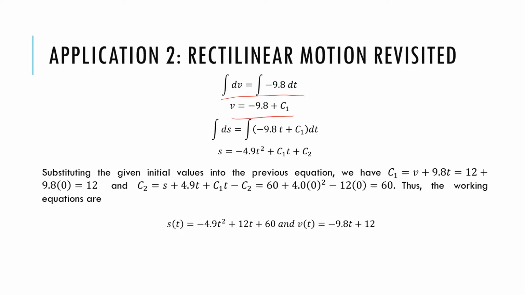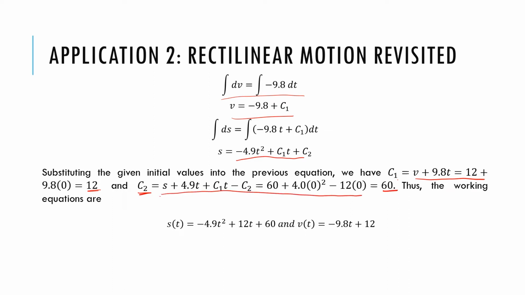Then, pag sa ds naman, parang kanina din, multiply both sides by dt. So, makukuha natin is negative 4.9 t squared plus c of 1 t plus c of 2. So, pag snapshot natin yung given initial values dun sa previous equation natin, yung c of 1 natin, V is negative 9.8t plus c of 1, which is equal to 12 plus 9.8 times 0. Since 0, pag multiply mo 0, so magiging 12 meters per second yung c of 1 natin. Yung c of 2 natin yung 60 meters height.